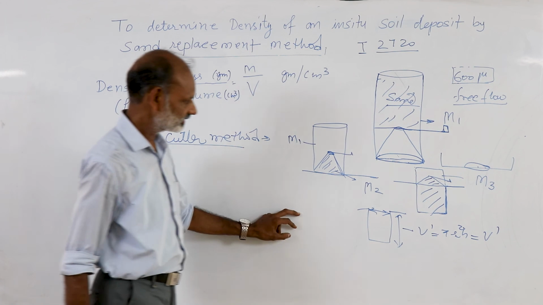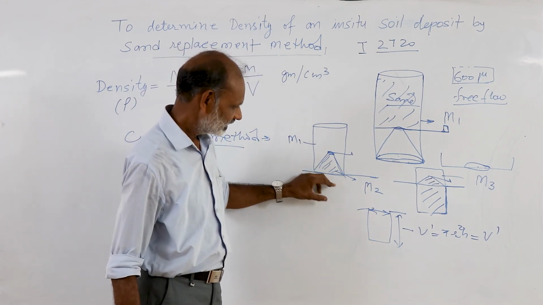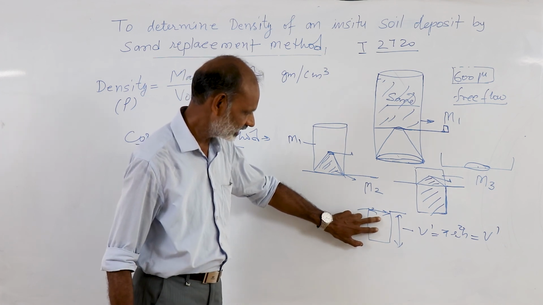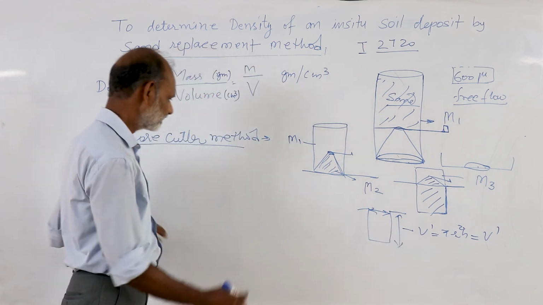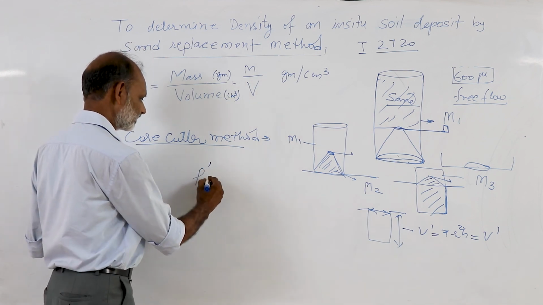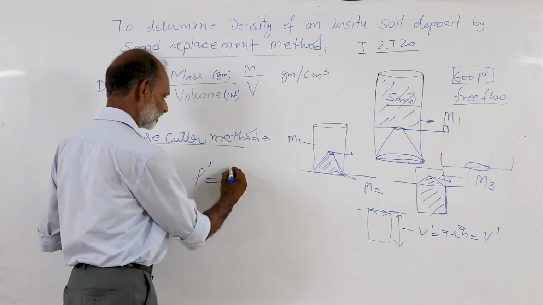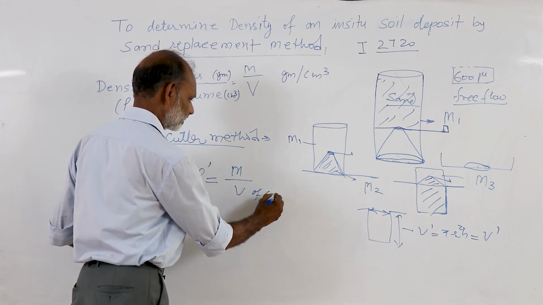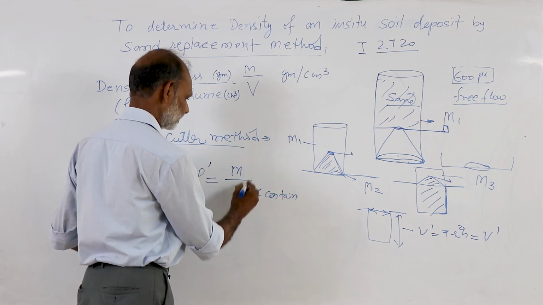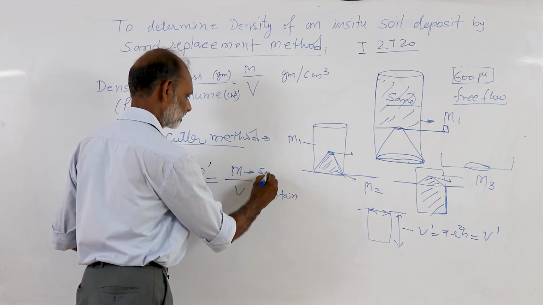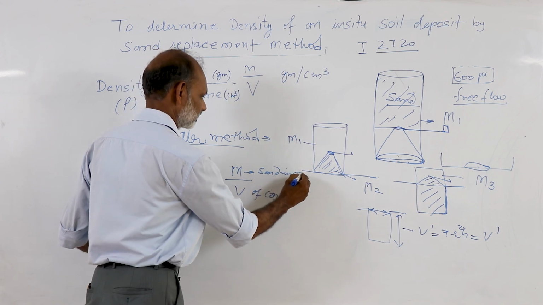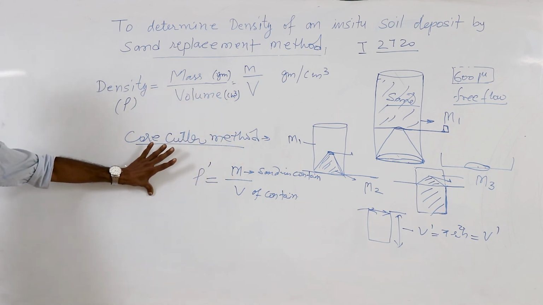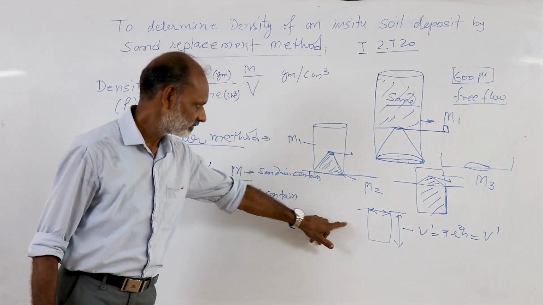So with the help of the mass of the sand collected in this container and the volume of the calibrating container, we can get the density rho dash of sand equal to m upon V of the container. This process is known as the calibration of the calibrating container, the first part.